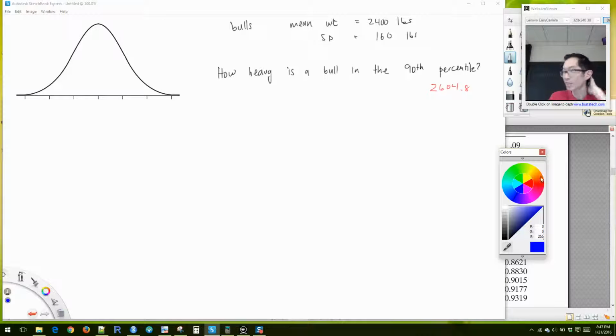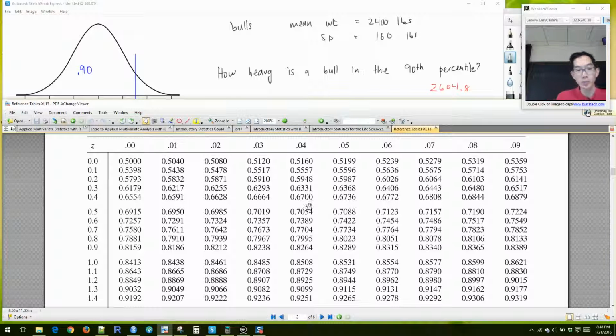Maybe. Okay, great. So in this case, I'm just drawing a line arbitrarily. All we know is that the area shaded to the left here is very close to 90%. So when I go to my table, what I'm not going to do is look up 0.90. We don't want that. What we want to do is find the value closest to 90%, and that would be 0.8997.